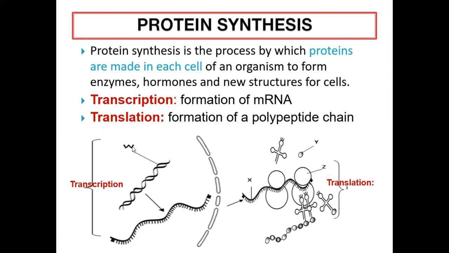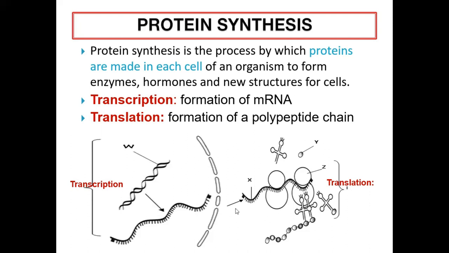The first thing is you have to know that this is DNA. If you see something coiled, it is DNA. If it is too coiled, then we call it chromatin network. Then the DNA unwinds and forms the messenger RNA. And the process of formation of messenger RNA is what we call transcription.